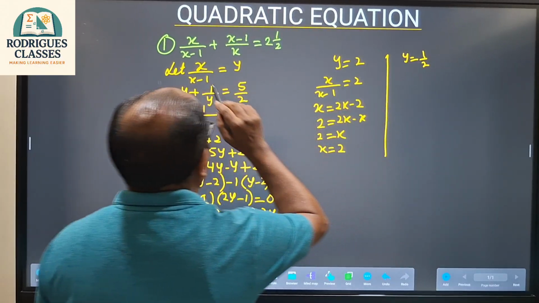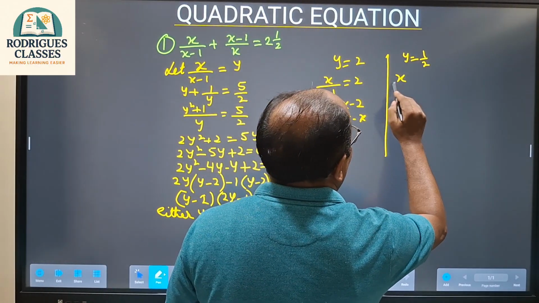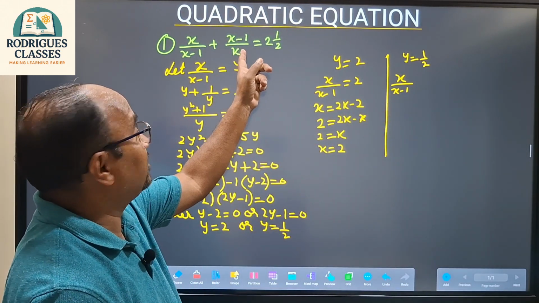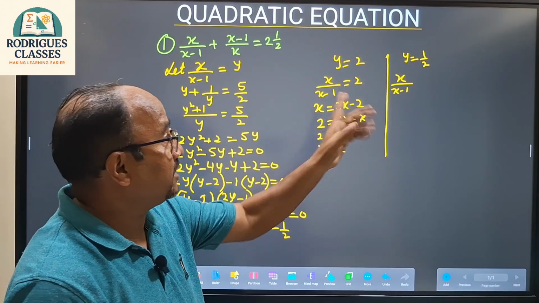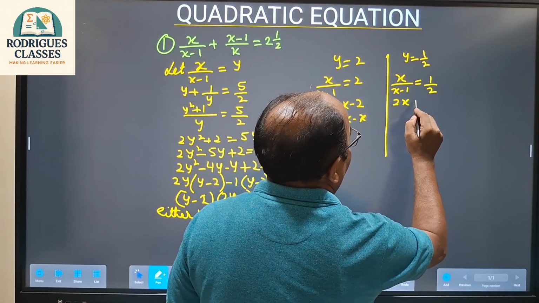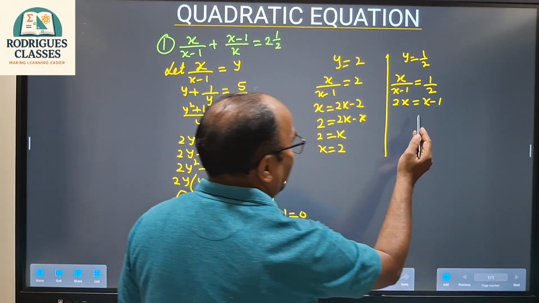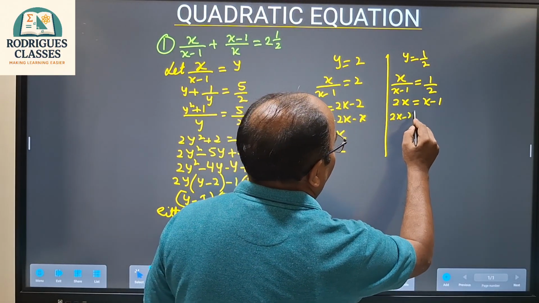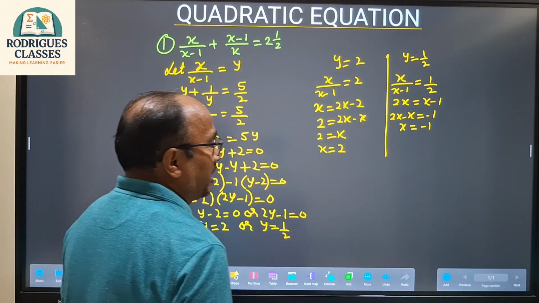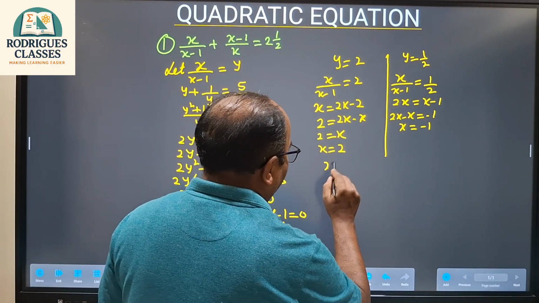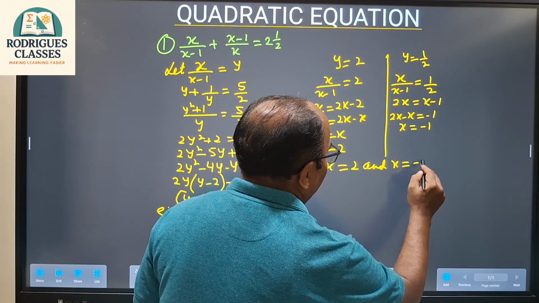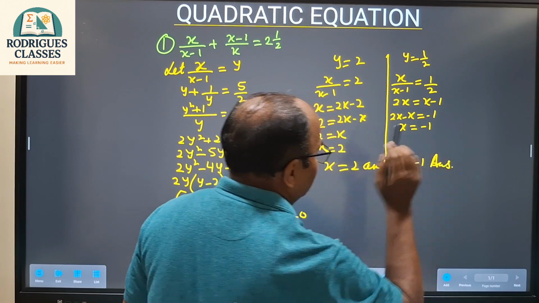So for y we put the same value, x by x minus 1. Many a time students make the mistake that with the second one they take this one. So don't do that. Take that same y value. 1 by 2, cross multiply. You have 2x equals to x minus 1. x will come here. So 2x minus x equals to minus 1. So you get x equals to minus 1. So our answers are x equals to 2 and x equals to minus 1.